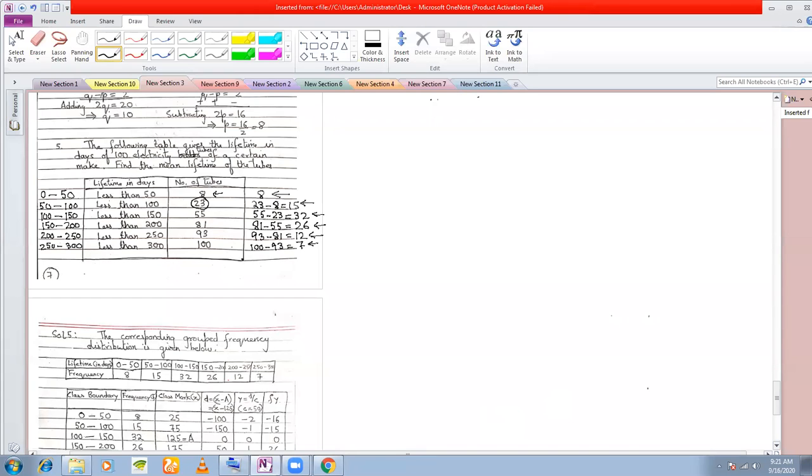So the difference with this problem is that the class intervals are not given to you, and neither are the frequencies given to you. Can anyone tell me what these are called? 8, 23, 55. What are these called? Auric, can you tell me what these are called, if you can hear me?